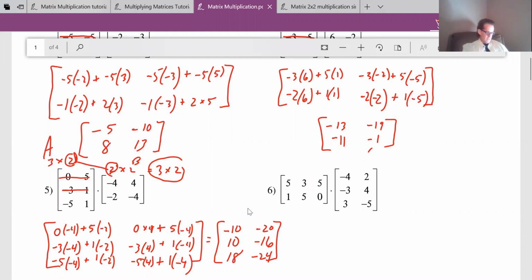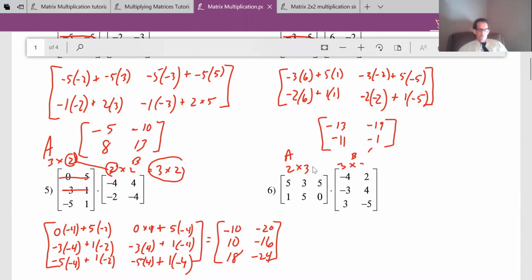Okay, let's look at number 6 together. I've still got a little bit of time with you. Okay, so let's look at matrix A, this one right here. It's a 2 by 3 matrix. Let's look at matrix B. It's a 3 by 2.